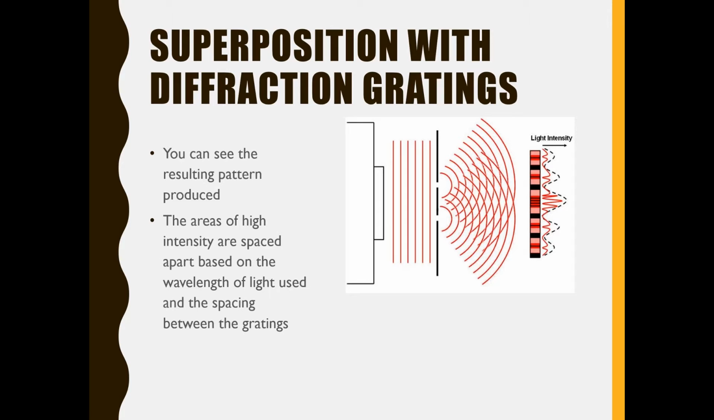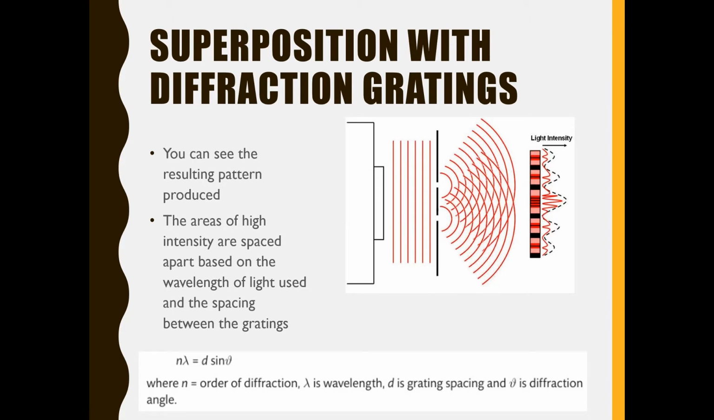There is always a gap, and the gap between the areas of high intensity is linked to the wavelength of the light used and the space between the gratings, so the space between the holes. The relationship is n lambda equals d sine theta. Now, you do not need to know this equation in its entirety, but you do need to understand that n is the order of diffraction, and we have first order diffraction, second order diffraction, and third order diffraction.